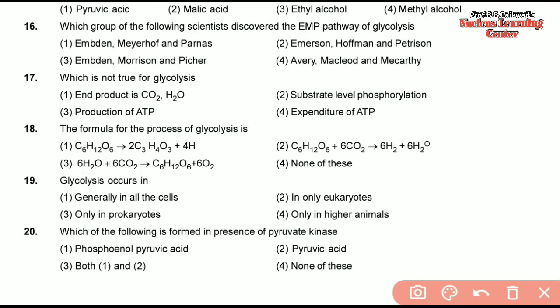Glycolysis occurs generally in all the cells. Okay. So next is, which of the following is formed in presence of pyruvate kinase? In presence of pyruvate kinase, there is a formation of pyruvic acid.